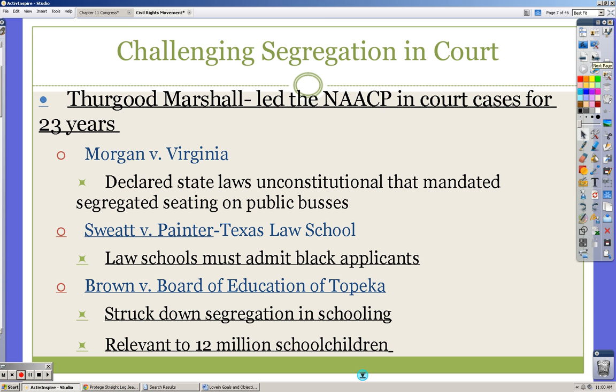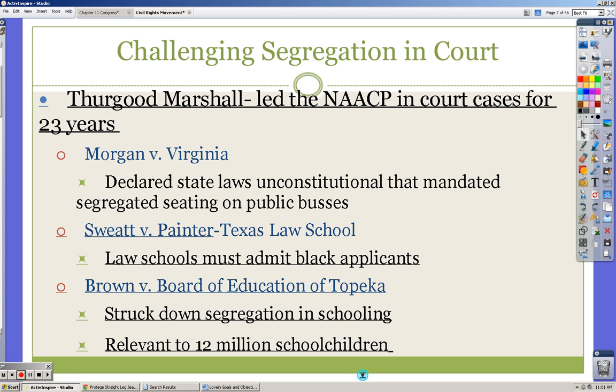So, challenging segregation in courts. Thurgood Marshall led the NAACP, and again, a review, the NAACP is the National Association for the Advancement of Colored People, and they were fighting to make things equal between whites and blacks. Thurgood Marshall was their head attorney, and he led many court cases. One is Morgan v. Virginia. This declared that state laws were unconstitutional that mandated segregated seating on public buses.